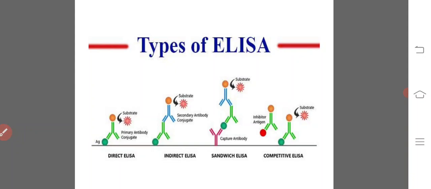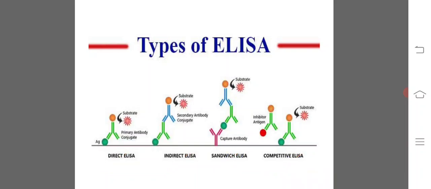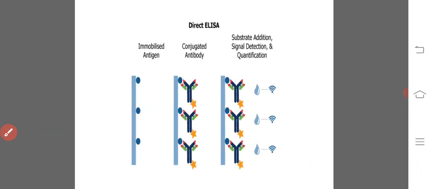Namely direct ELISA, indirect ELISA, sandwich or double antibody ELISA, and competitive ELISA. These all are the different kinds of ELISA tests. Let us see one by one. First, see the direct ELISA. What we will do in the direct ELISA? There are different steps in the direct ELISA.